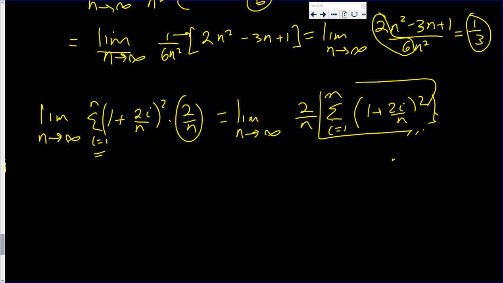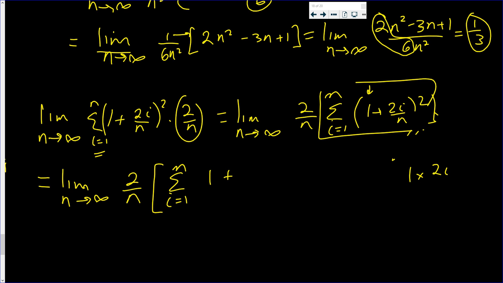So let's square it. So we have the limit as n goes to infinity of 2 over n times the summation as i goes from 1 to n, and now we have to square what's inside the brackets. Now squaring this is clean. You square the 1, plus you do 1 times 2i over n times 2, and then you get 4i over n. And then you square the 2i over n, which will give you 4i squared over n squared.